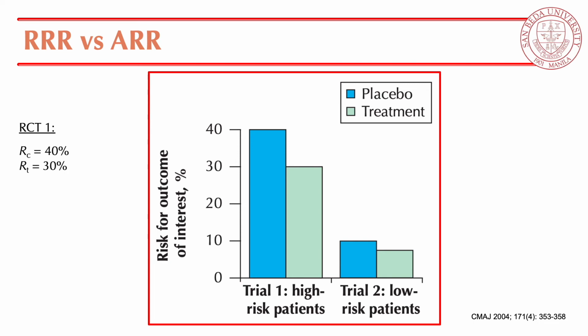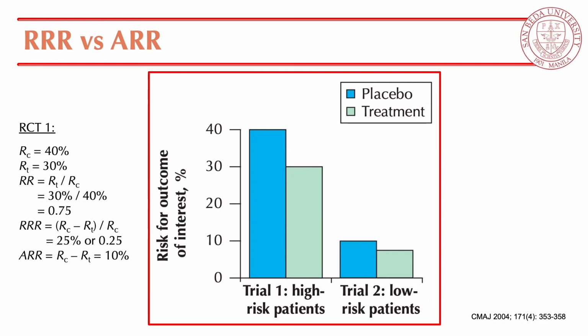Among high-risk patients in trial 1, the event rate in the placebo group is 40 per 100 patients, while the event rate in the treatment group is 30 per 100 patients. That gives us a relative risk of 0.75, indicating that the treatment is beneficial in reducing the risk for the outcome or event. The relative risk reduction is 25%, meaning the risk for the event is reduced by 25% if one receives a treatment. The absolute risk reduction is 10%.